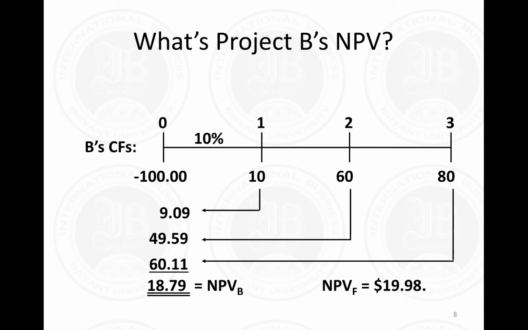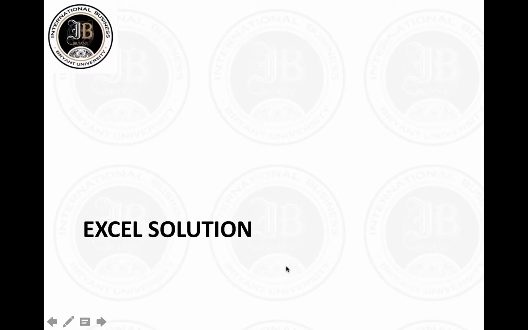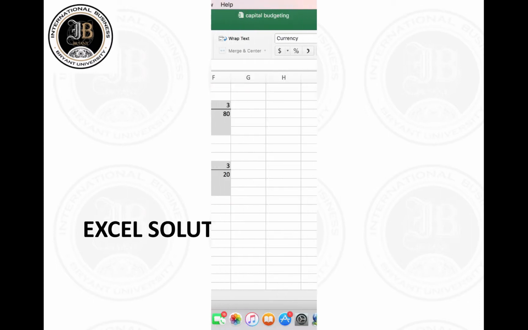What is the project NPV? Let's start with the back-loaded project. We just need to bring these cash flows to present value using the discount rate or WACC of 10%. We can do it one by one, like the example here, minus 100 plus 90.9 plus 49 plus 60 equals 18, compared to the project that is front-loaded that gives us 19.98. In essence, project F is the project that we want to keep because it's a project that makes us richer. Let's take a look at how we do this in Excel.